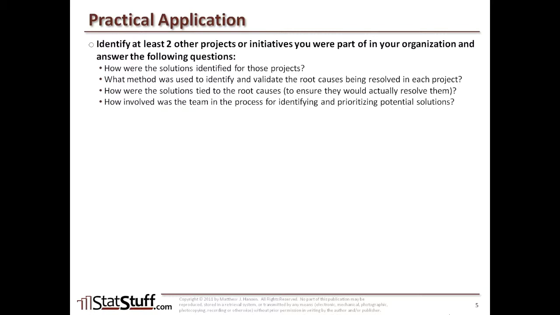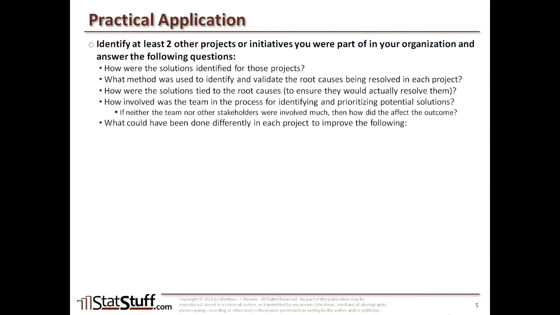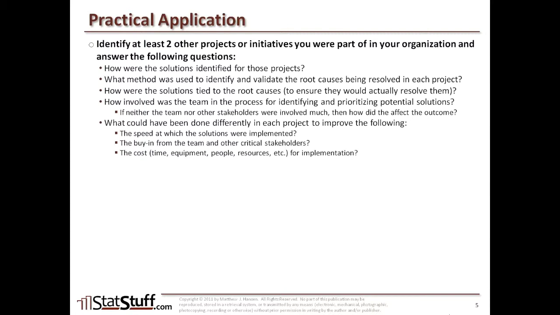And how involved was the team in the process for trying to identify and prioritize those potential solutions? So if neither the team nor the stakeholders were very involved, then how did that affect the overall outcome for each one of those? And also, what could have been done differently in order to improve several things, such as to improve the speed at which the solutions were implemented? Or what could have been done differently to improve the buy-in from the team and other critical stakeholders? Or to improve the cost for implementation, such as in terms of time, equipment, people, or resources, or that sort of thing? Or to improve the final outcome of the implemented solutions?